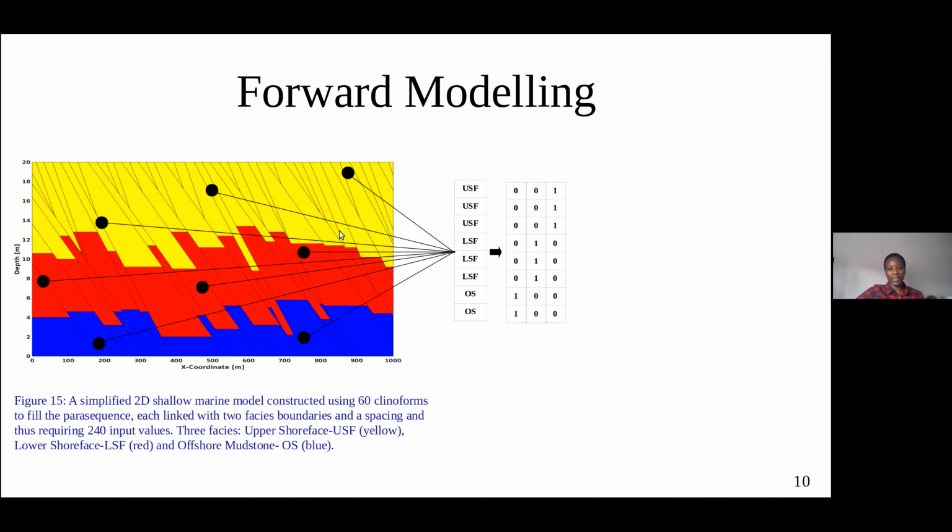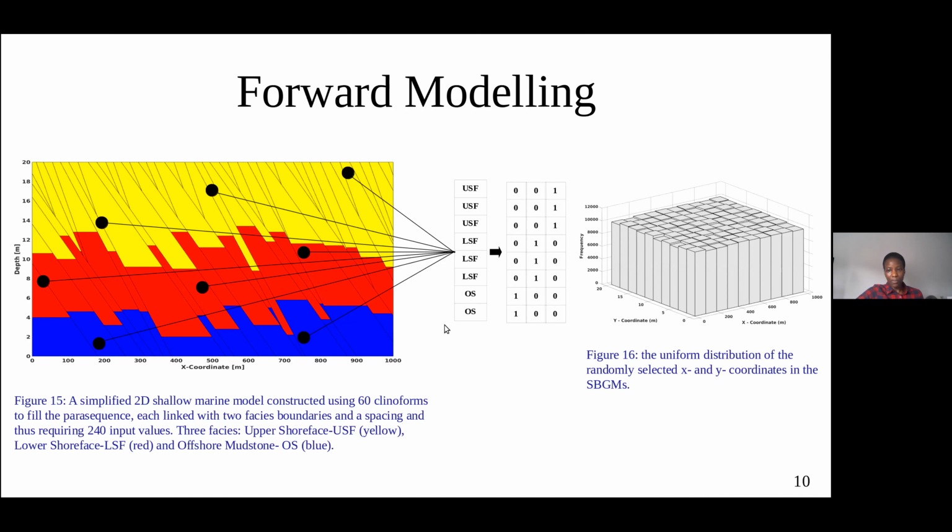So we have in this case not just the 240 variables for the inputs of the surface-based model, but we also have two additional inputs that define the location of each point, and then we predict the facies type at that point. So we just sampled random points within the model domain for a lot of models, and as you can see, this shows the distribution of the randomly sampled points given their coordinates in the x and y directions.